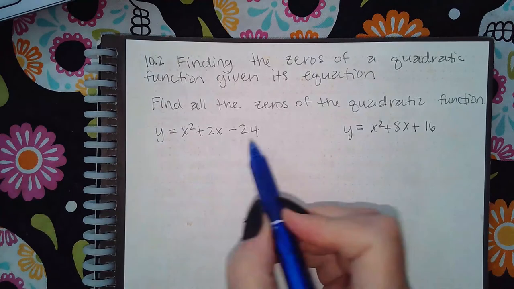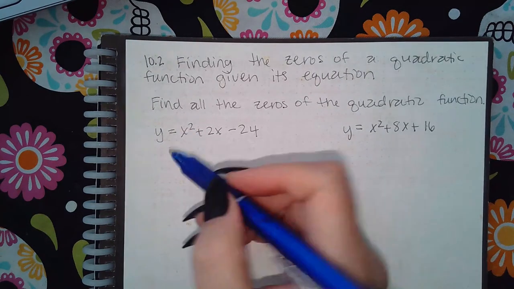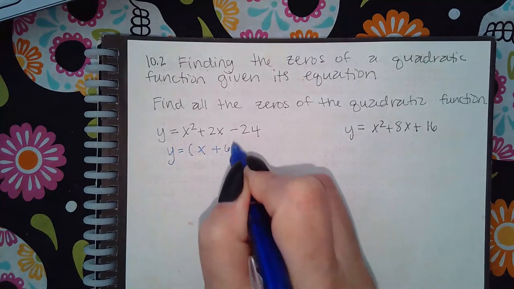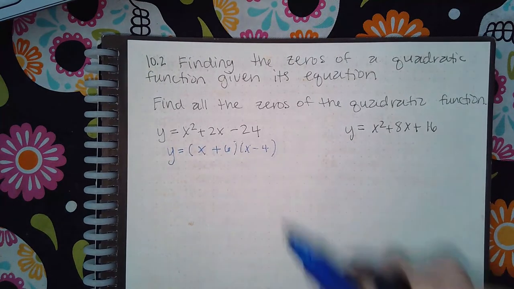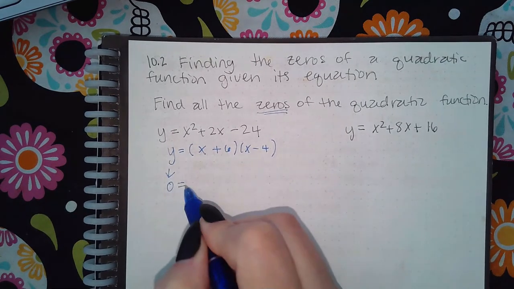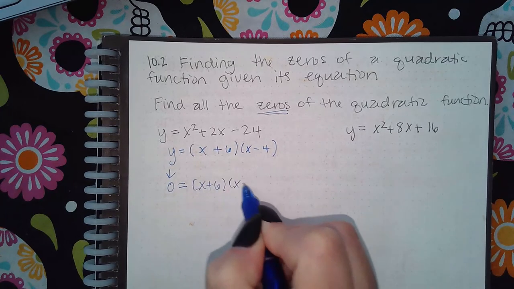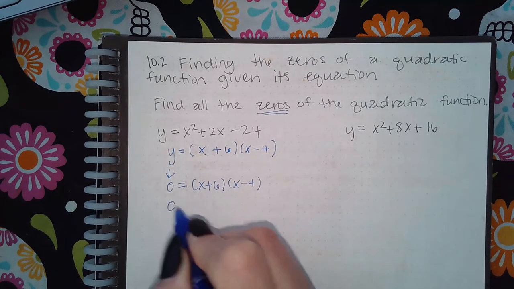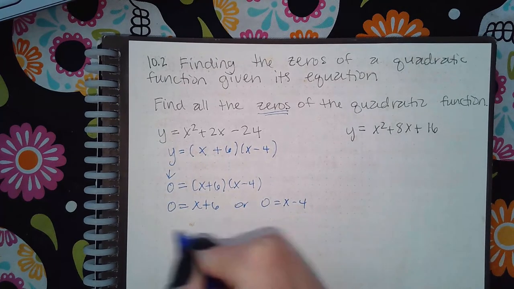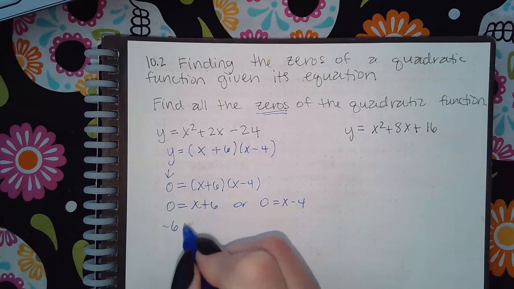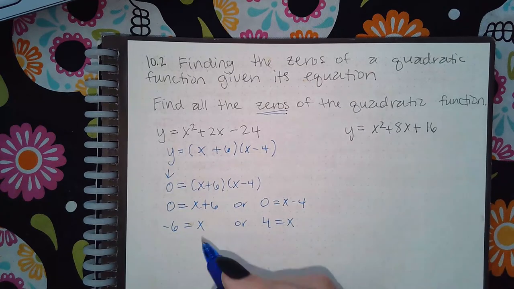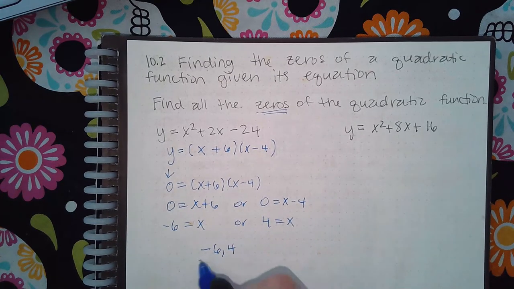But I believe this is factorable, so I am going to factor it. And then in order for me to find the zeros, I have to set the y value equal to 0, which means I have to set each factor equal to 0. And then if I solve both, I have to minus 6 on both sides. And on this side, I have to add 4 on both sides. And so I get the two solutions, negative 6 and 4.